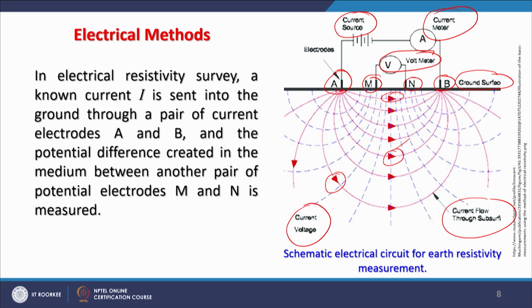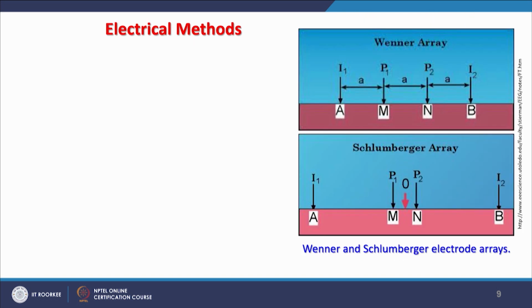So, in an electrical resistivity survey, a known current, as we have just discussed, here we take as I, is sent to the ground through a pair of current electrodes, which in this schematic are A and B. And the potential difference created in the medium by these rocks or formations, whichever is present, between another pair of potential electrodes, which in our schematic are M and N, is measured. Now, as I have just mentioned, there are two known methods of arranging these electrodes, basically the distance between them and how they are arranged.